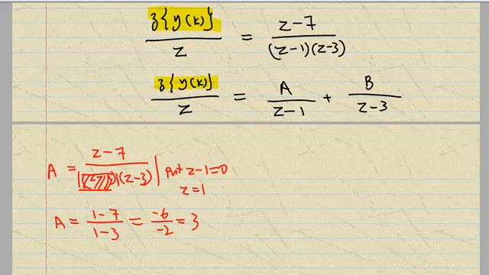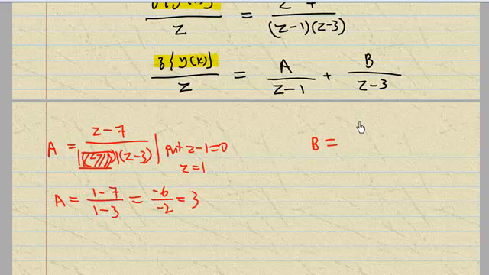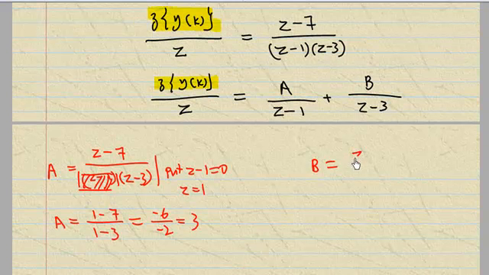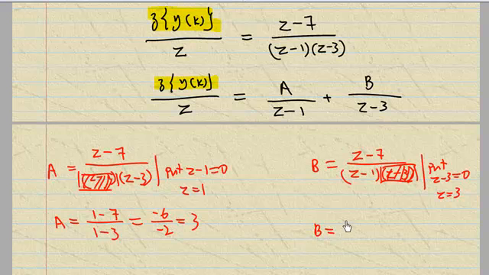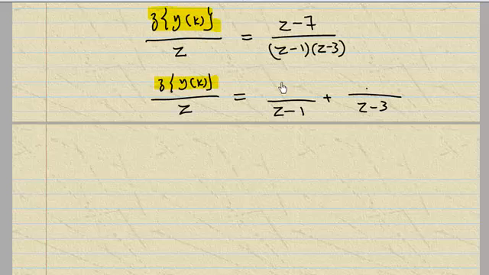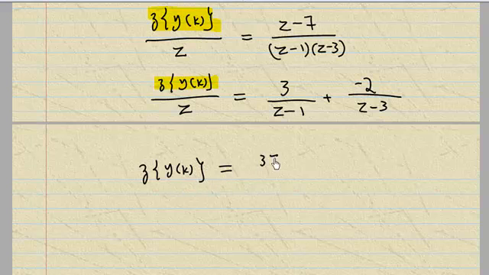Now let's look at B as well. B is on top of Z minus 3. So you copy the expression on the right hand side first, Z minus 7 over Z minus 1 times Z minus 3, and cover up Z minus 3. Put Z minus 3 equal to 0. This will give me Z equal to 3. That means B is 3 minus 7 over 3 minus 1, which is minus 4 over 2, which is negative 2. So A equals 3, B equals negative 2. I'm going to put them back again. Now, multiply the Z to every term. The Z transform of y k is equal to 3Z over Z minus 1 minus 2Z over Z minus 3.